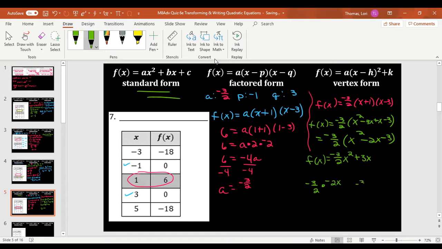Then I have negative 3/2 times negative 3. 2 does not divide into negative 3 nicely, so I'm just going to multiply straight across. You can look at that as there's a 1 in my denominator. That gives me a positive 9/2, and that is totally fine. So we're going to leave it just like that.